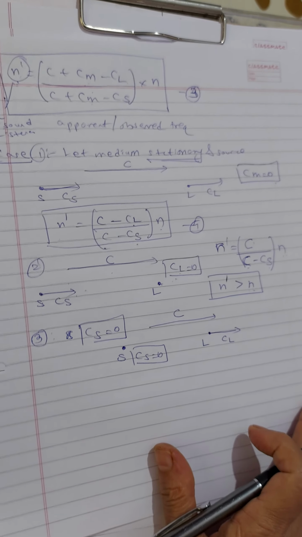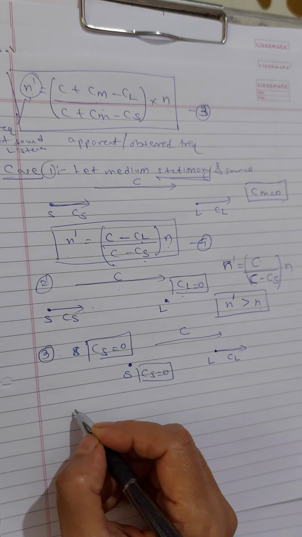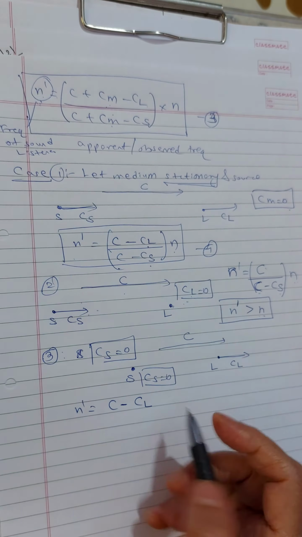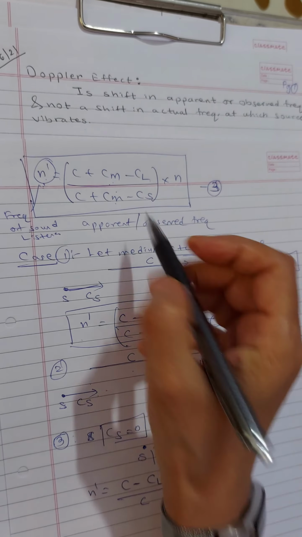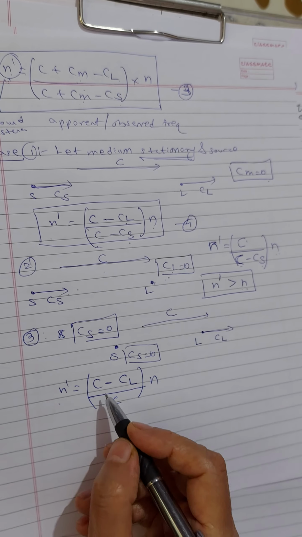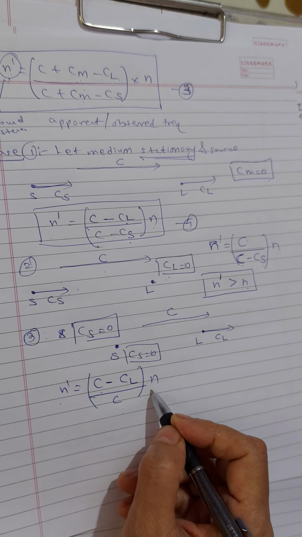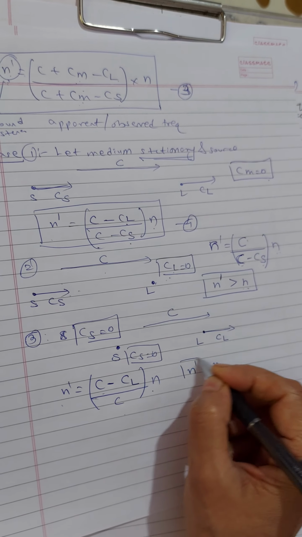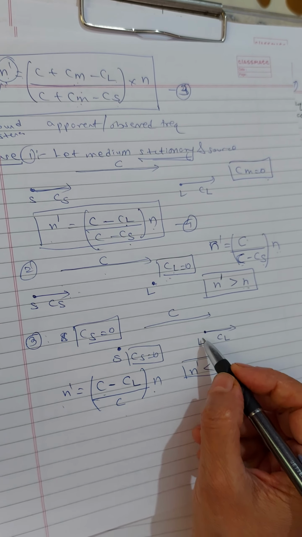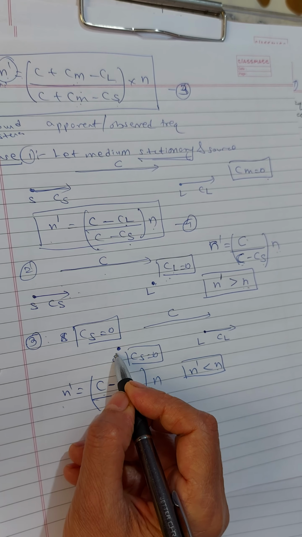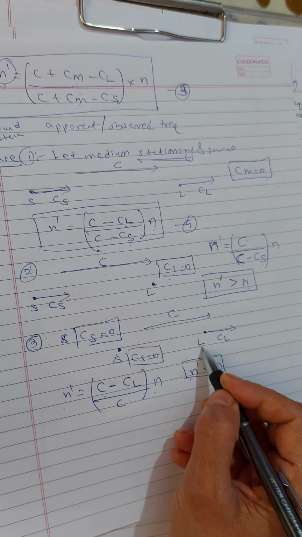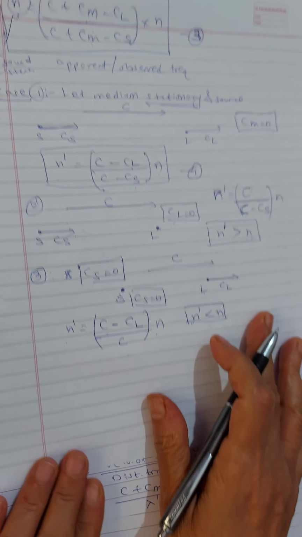So this is my listener, this is his velocity. Now what expression will I write from equation number 3? I'll write N dash is equal to (C minus Cl) divided by C into N, because here Cm is 0 and Cs is 0. So N dash is equal to C minus Cl upon C into N. In this case my N dash is less than N, which means the apparent frequency is less than the original frequency. So when the listener moves away from the stationary source, the apparent frequency of the sound heard by the listener is decreased. That's the logic.